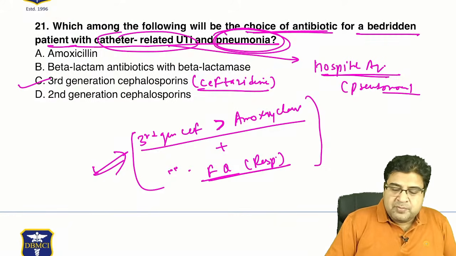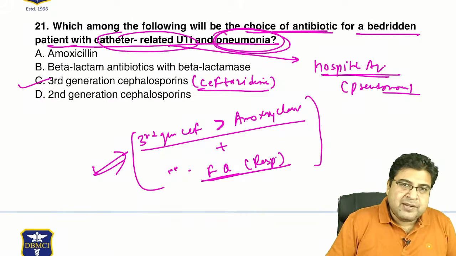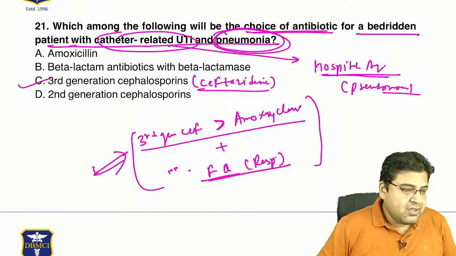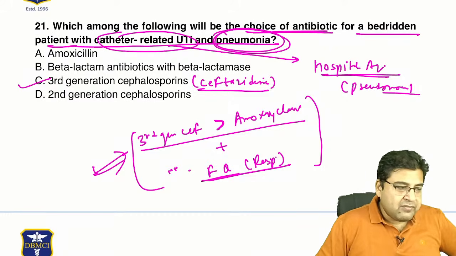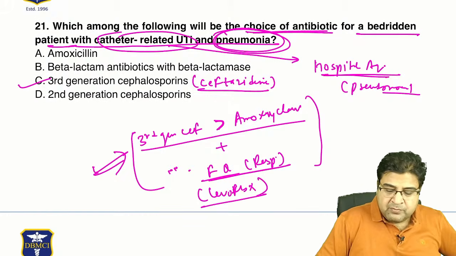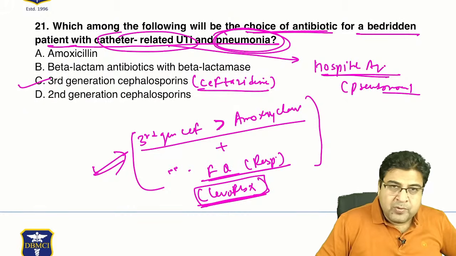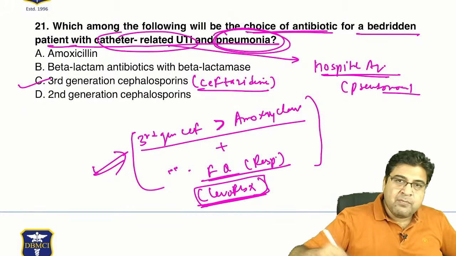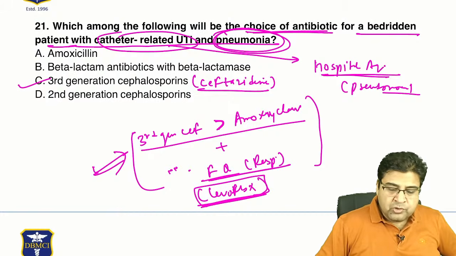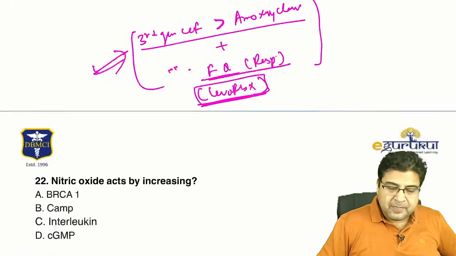So in a hospital admitted patient, in this case, we will try to choose the medicine that will cover pseudomonas. Like Dr. Shimu is answering azithromycin. Azithromycin, Shimu, is not effective against pseudomonas. I will choose here the levofloxacin, because this will cover both pseudomonas, the UTI bacteria, plus the pneumonia bacteria. It will cover both. So question 21, answer is C.